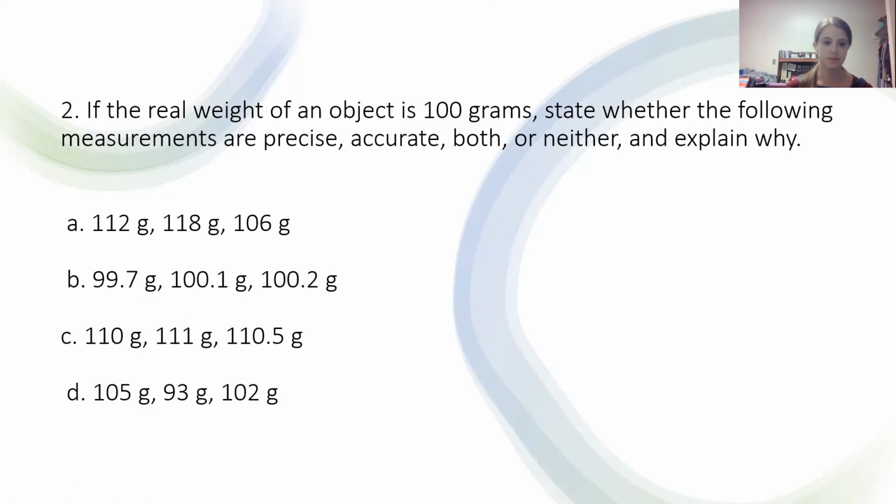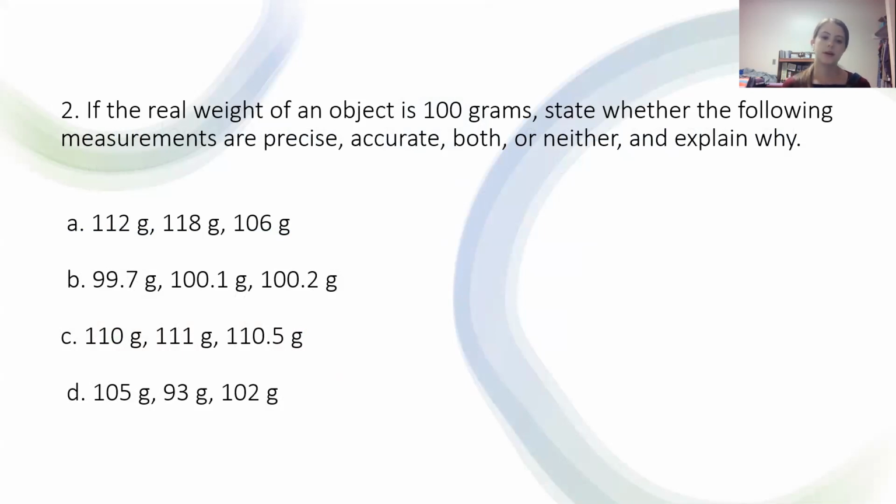The second one, we have 99.7 grams, 100.1 grams, 100.2 grams. Now, all of these are really close together. They're all within 1%, which would be one gram of each other. And they are accurate, so they're precise because they're close, and they're accurate because they're all within 1 gram of 100 grams, which is our actual value. So that's the kind of results we like.